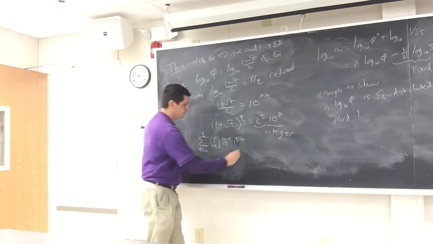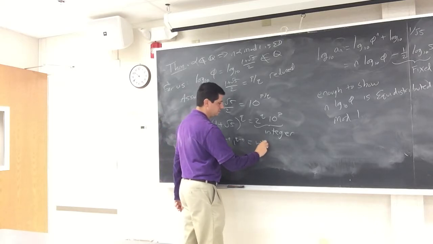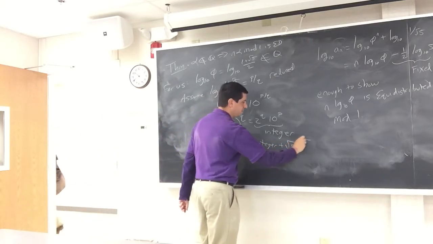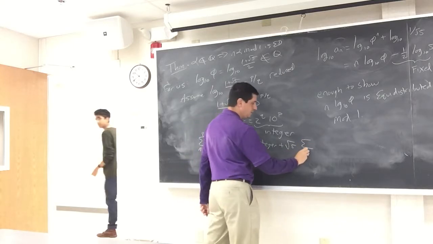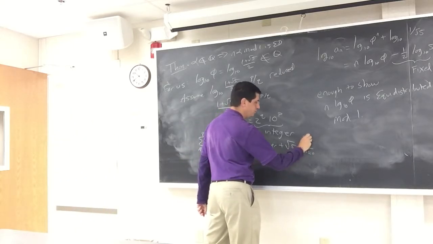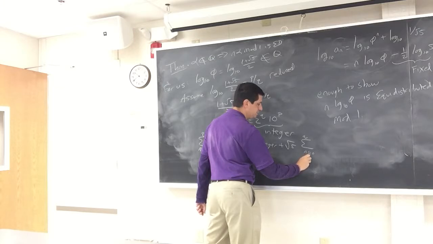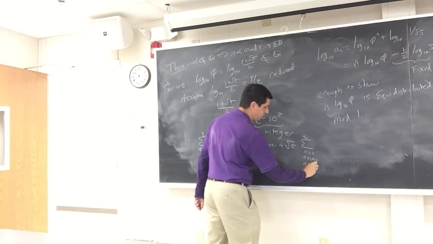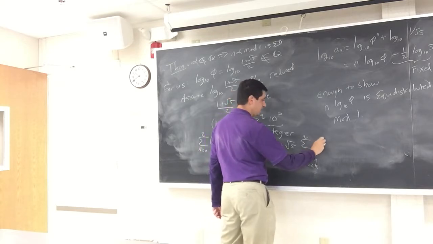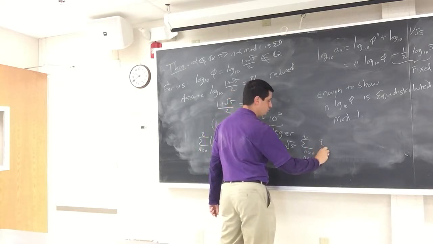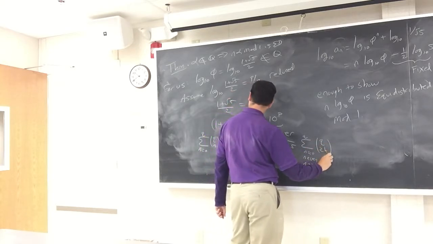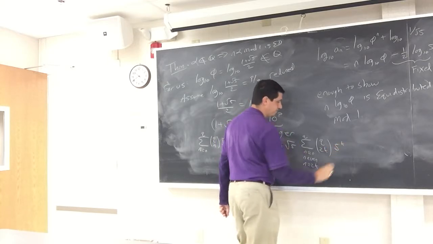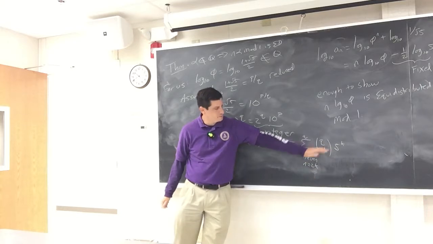So I can write this as an integer plus the square root of 5 times the sum, n goes from 0 to q, n is even. So I'll write n maybe as 2k. And then I'll have q choose 2k, and then root 5 to the 2k would be 5 to the k. What kind of number is this?